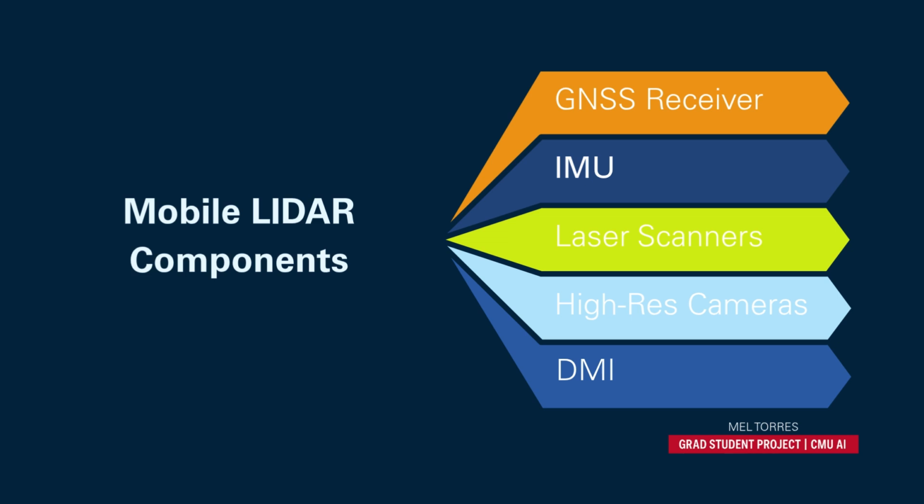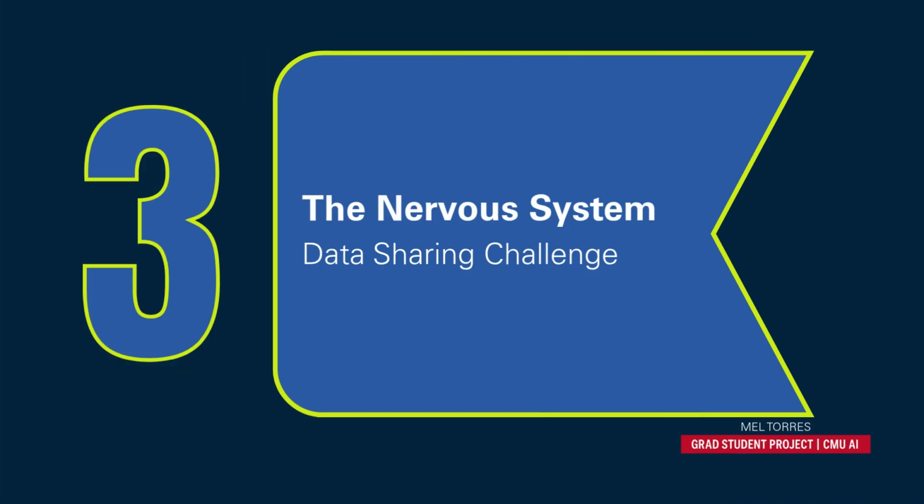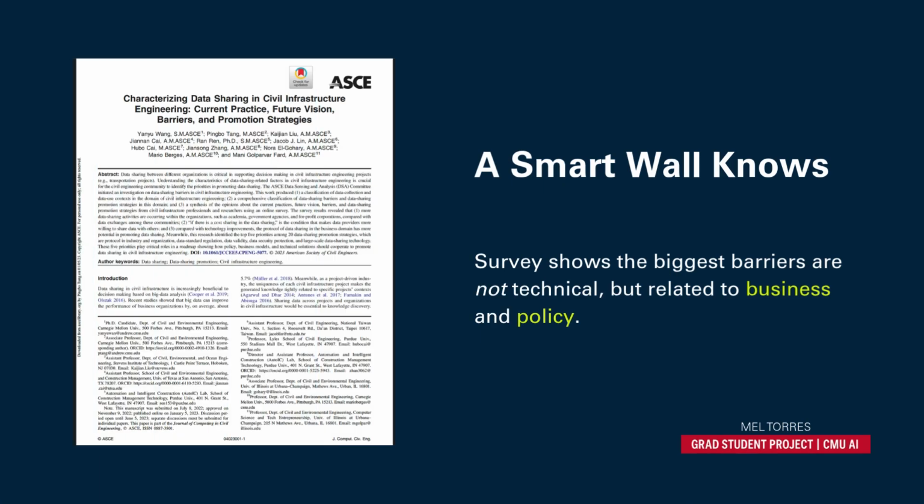Okay, but think about it. A perfect skeleton is pretty useless if it's just a pile of bones, right? It needs a nervous system to connect everything. And that's our next huge challenge, building that nervous system. This means making sure data can flow seamlessly between different companies, different systems, and some groundbreaking research from Carnegie Mellon done for the ASCE Data Sensing and Analysis Committee really shows us just how hard this is.